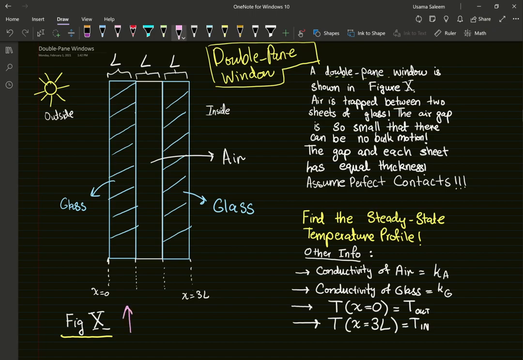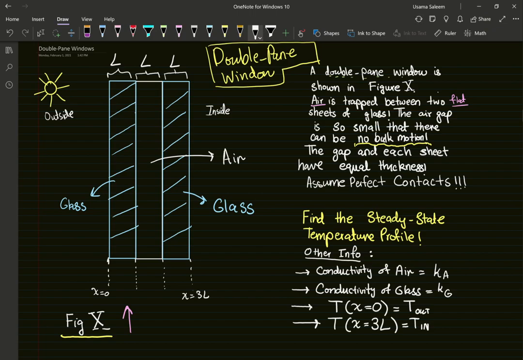Air is trapped between 2 flat sheets. Let's make it flat sheets of glass, because I've yet to see any curved windows. It's usually flat windows. The air gap is so small that there can be no bulk motion. No bulk motion? What does that mean? We're going to deconstruct that in a bit. The gap and each sheet have, sorry for my grammar, English is my third language, equal thickness.